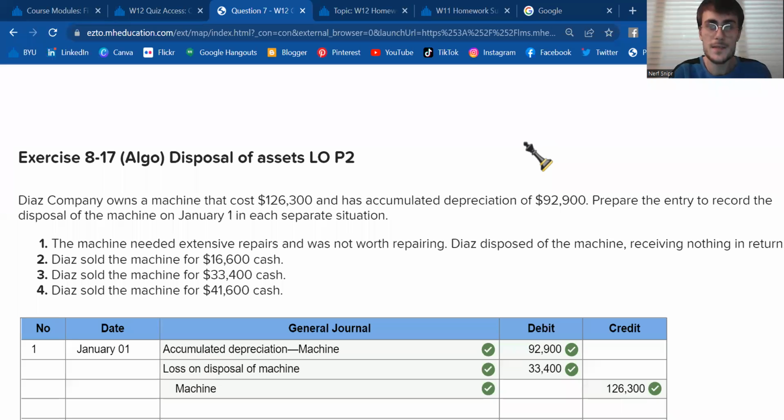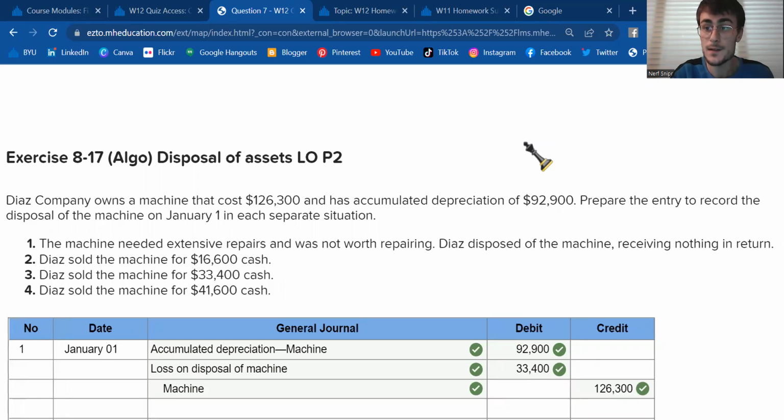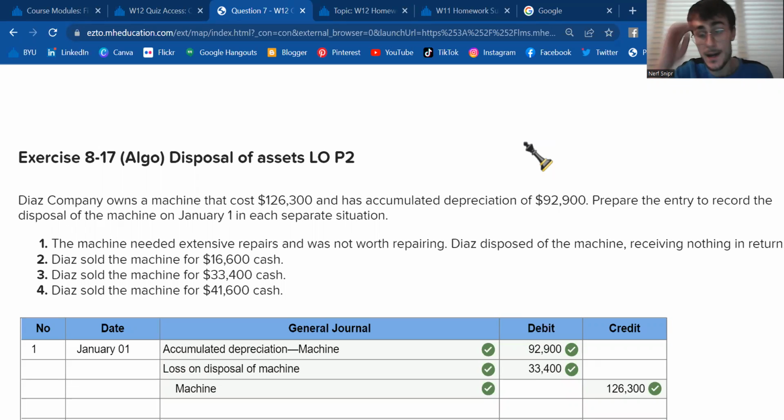Hello, everybody. My name is Tian, and today we are going to be going over the Week 12 quiz access for Chapter 8, and we're looking at question 7. So, yeah, I already did it, and then I submitted the assignment, so it's not letting me back into looking at it the way that you look at it when you're doing it, but we'll go through it anyways.